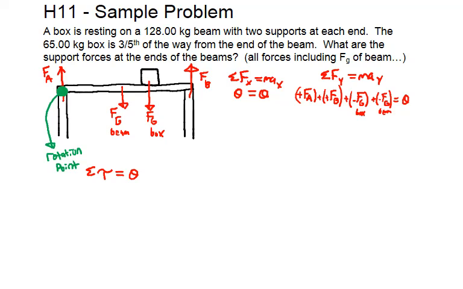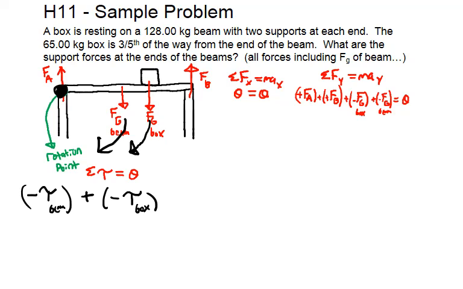And then when we set up the torques, if this is a rotation point, the beam itself is going to cause a clockwise torque. So we have the negative torque of the beam plus, again, this is a rotation point, the box would cause along this lever a clockwise torque. So negative torque for the box. And then the FB would cause a counterclockwise torque, so positive torque from FB. And they're in equilibrium, so all the torques added up will be 0.